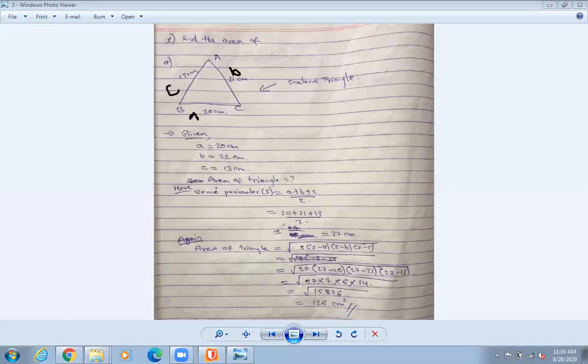So what is the formula? The formula is root under s, s minus a, s minus b, s minus c. We need to use this formula. So here A is 20 centimeter. We need small a, small b, small c, so we need to get the opposite side. Capital A's opposite side is small a. So a is 20, b is 21, and c is 13 centimeter.